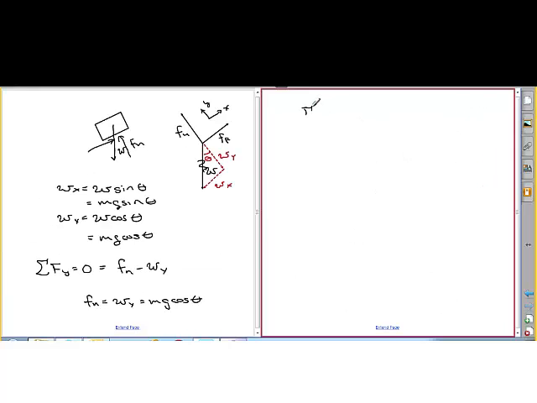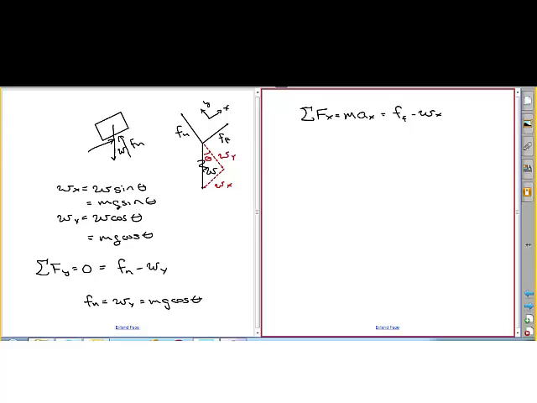And if I do it in the x direction, I do have movement there. So I have some acceleration. So I have the mass times acceleration in the x direction. And the way that I've defined x positive going up, that means the friction force is positive and the W sub x is negative. I know what W sub x is from there.